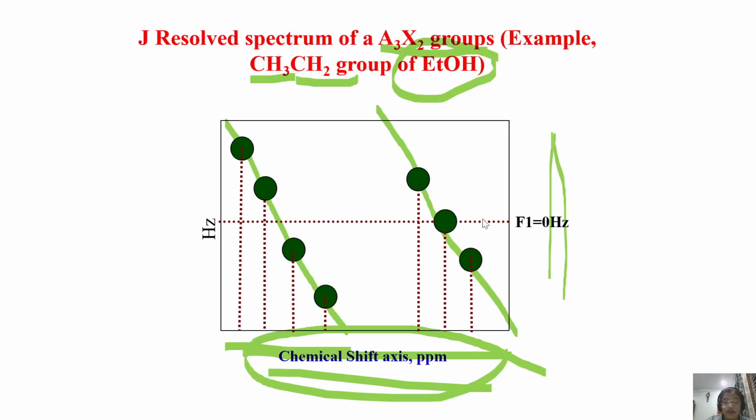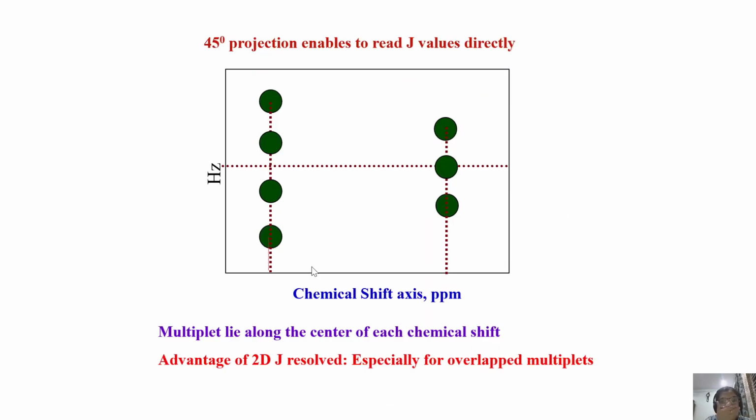So now, because both are present, I can tilt the entire spectrum by 45 degrees like this. This is called 45-degree projection. Now what are you going to see? This is the chemical shift of CH2, this is the chemical shift of CH3. And in this dimension, this separation gives you JHH. This is JHH, this is JHH, this is JHH.